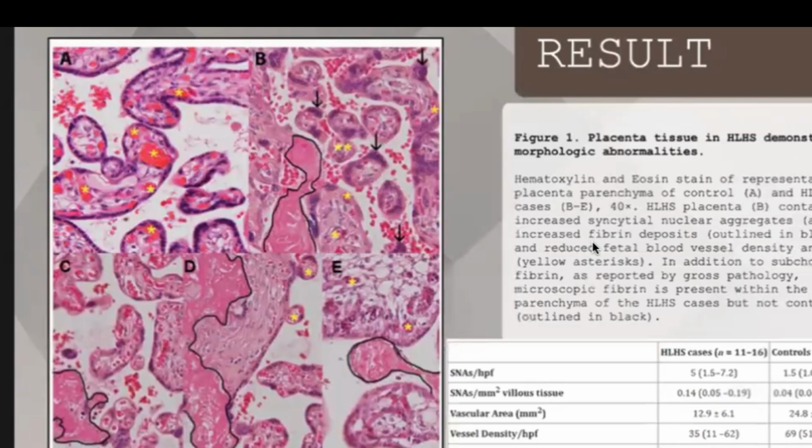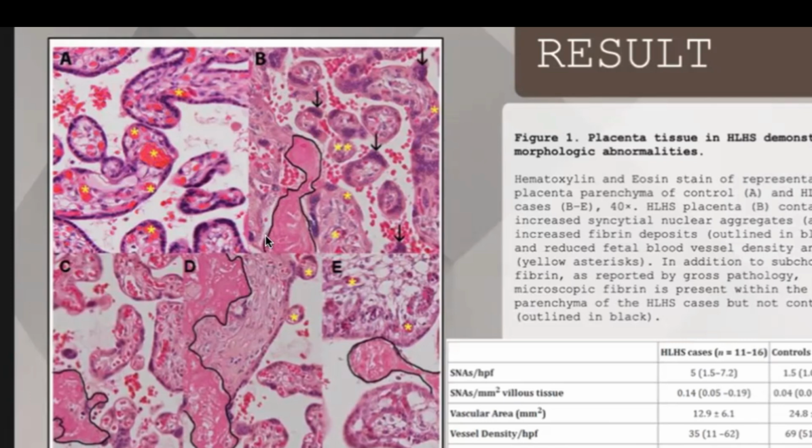So this is figure one. Figure one is a hematoxylin and eosin staining. A is control and B is CHD, yes, from the HLHS placentas. So these yellow asterisks are the fetal blood vessels. And what they saw was that there was a reduction in the amount of fetal blood vessels in the terminal villi. There also was a reduction in the terminal villi in the CHD subtype.